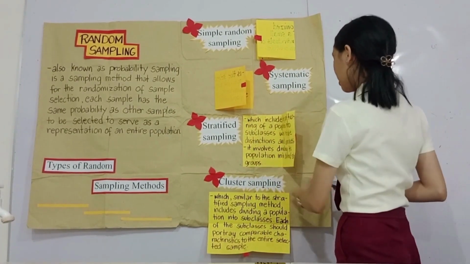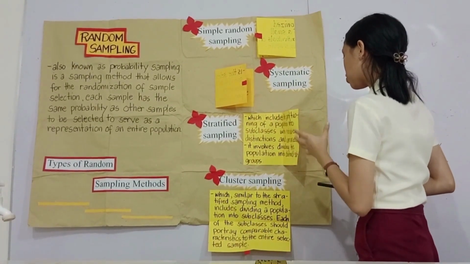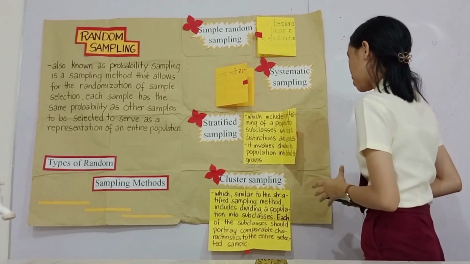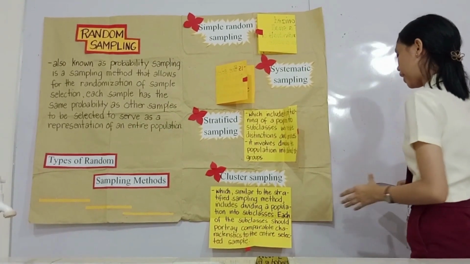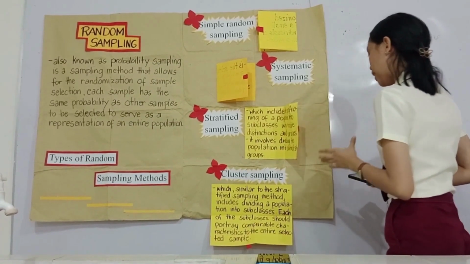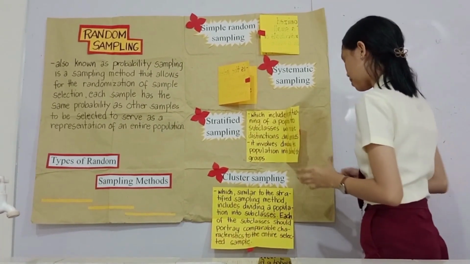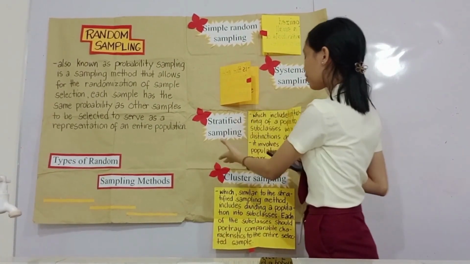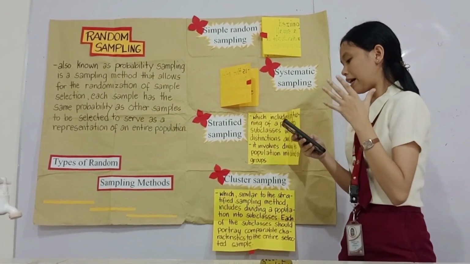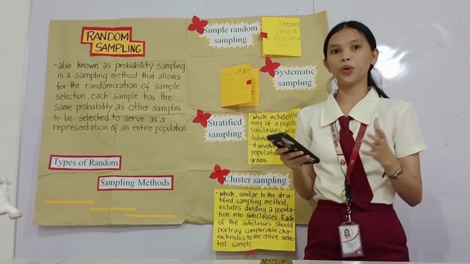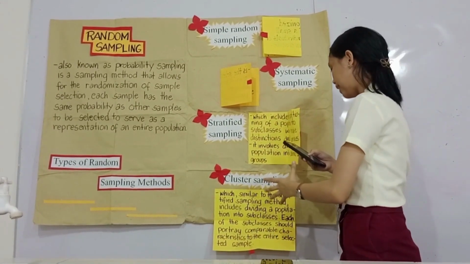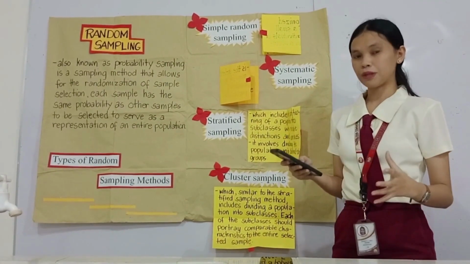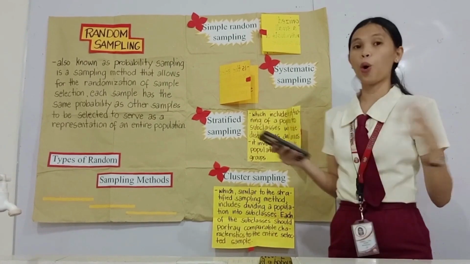The last one is cluster sampling, which, similar to the stratified sampling method, includes dividing a population into subclasses. Each of the subclasses should portray characteristics comparable to the entire selected sample. Same with stratified sampling, they are divided into groups. But the cluster is a representation, even though it is divided into groups, so it should be the representation of the whole population.